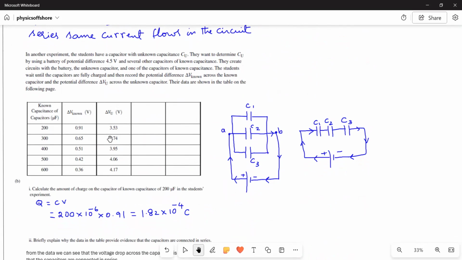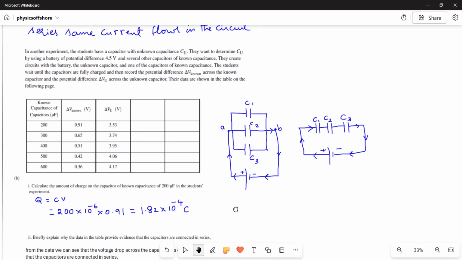The data is given to us. Now he is asking us to find the charge on the 200 microfarad capacitor. We know charge Q is equal to CV. The capacitance of the capacitor is known to us, 200 microfarads. Micro means 10 to the power of minus 6. So 200 times 10 to the power of negative 6 into 0.91 gives the charge on the 200 microfarad capacitor. So this is the answer for this one.